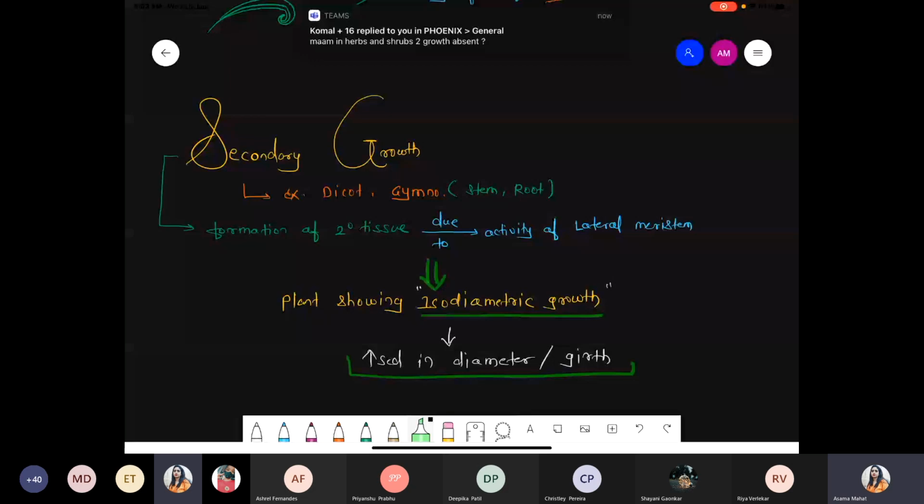हाँ. Komal Joshi. In case of the herb category, it is absent. But in case of the shrub, woody stems are present. Herb में present नहीं होता.